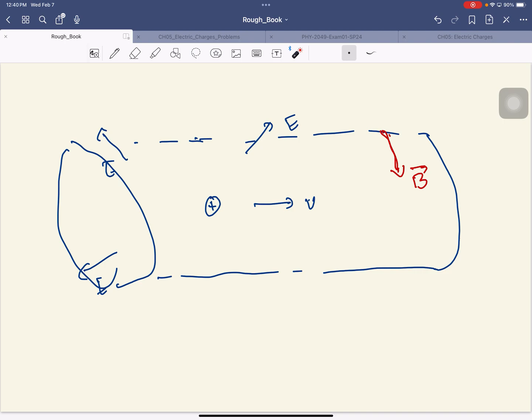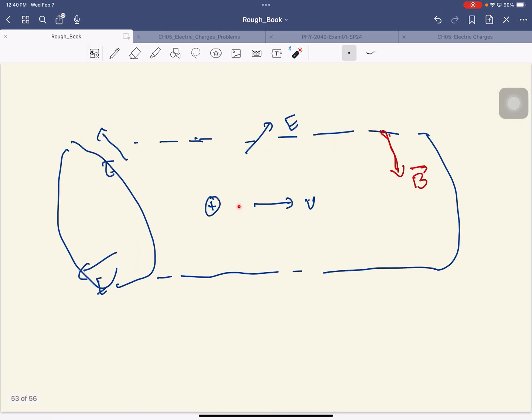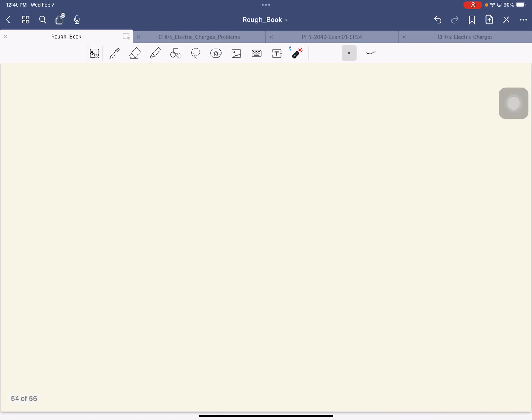Here's a very interesting point. Now think about this before you answer the question. We said a stationary charge produces only an electric field. A moving charge produces an electric and magnetic field. Now let me draw another situation. This is you standing. What do you see this thing is producing? An electric field.